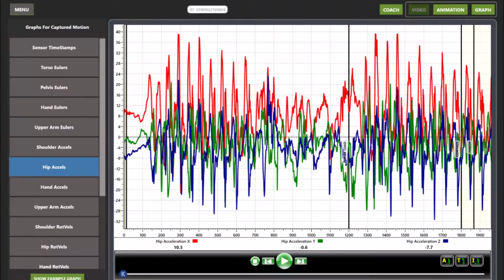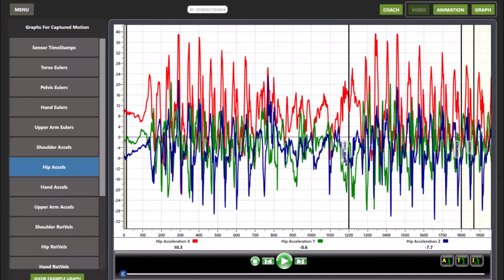So we're going to start by looking at our hip accelerator graphs. And what we're looking at here is basically three different colors, and each one of these colors is representing a dimension of movement. So when we're doing a 3D capture, we're seeing the three-dimensional description of how the body's interacting with itself. In this case, we have hip accelerators.